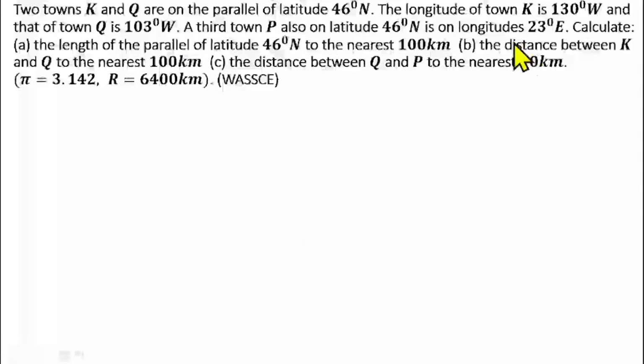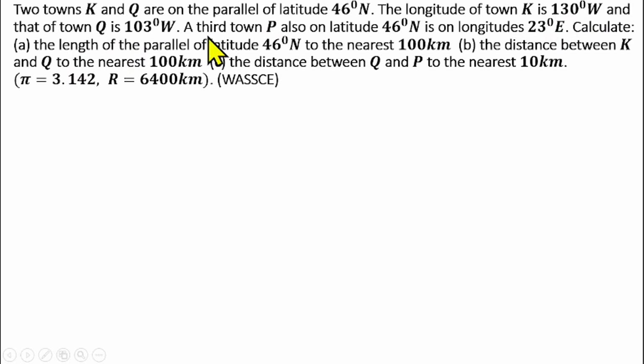So now look at this question. This is a complete question, a complete WAEC past question. In this case, we have 3 points, not 2 points. Let's say 2 towns, K and Q, are on the parallel of latitude 46 degrees north. The longitude of town K is 130 degrees west, and that of Q is 103 degrees west.